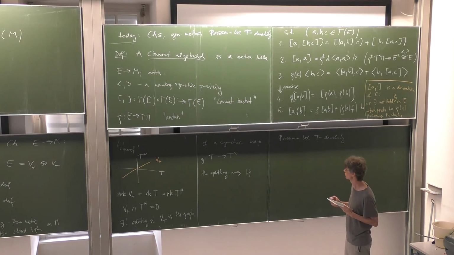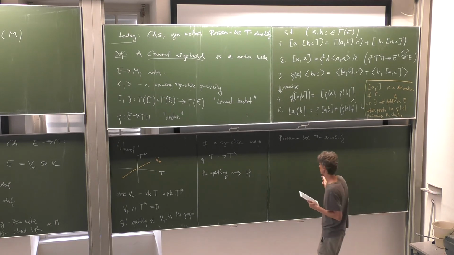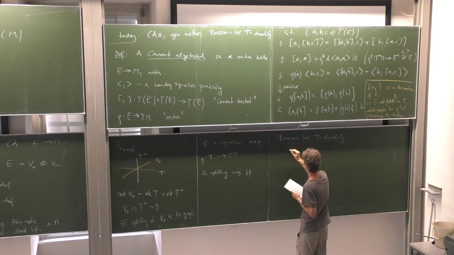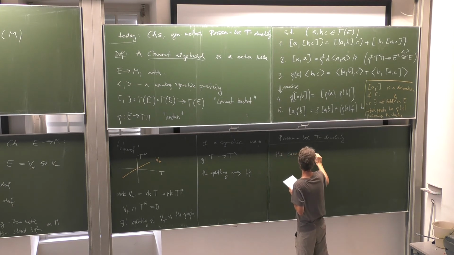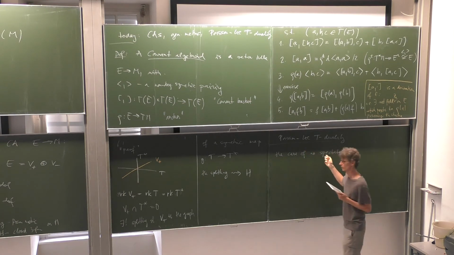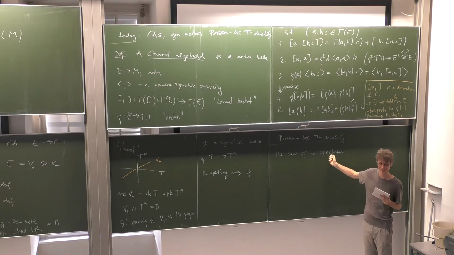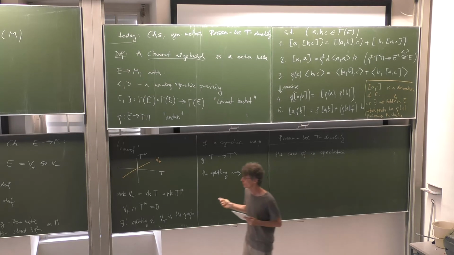So it should probably deserve some kind of longer introduction, but it is also not so terribly important for the rest of these lectures. So let me tell you first the case of no spectators, whatever that word means. So what is it? We'll be using these exact Courant algebroids, the ones that we see here.